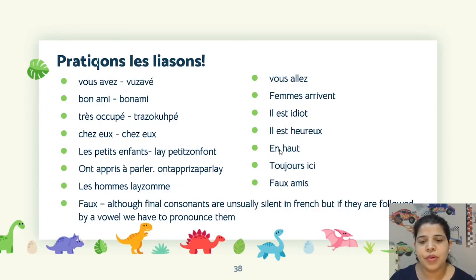En nous. Toujours ici. Toujours, usually we don't pronounce the final letter. Toujours ici. Faux amis. That's all for this video, guys.